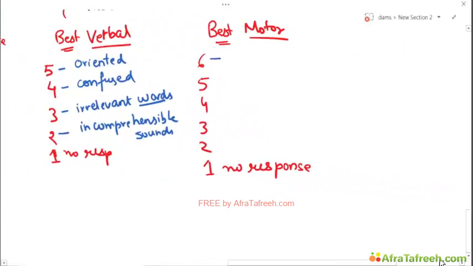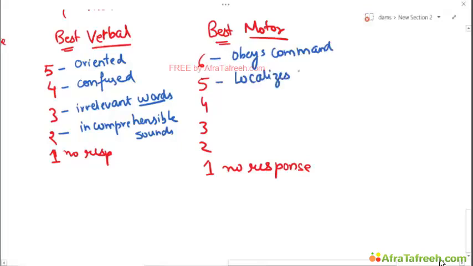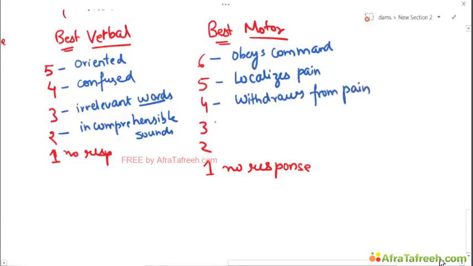The best motor response we have 6, which is obeying command. For 5 we have localizes pain. 4 we have withdraws from pain. 3 we have an abnormal flexion.